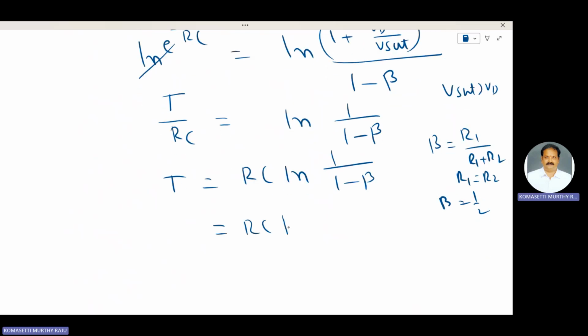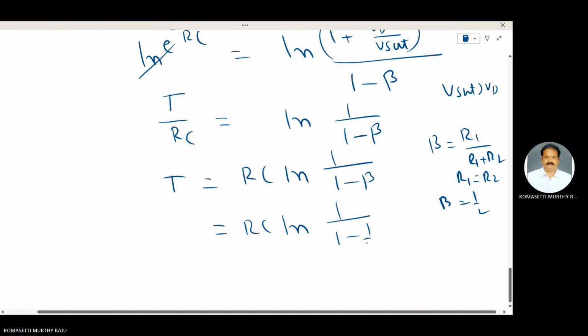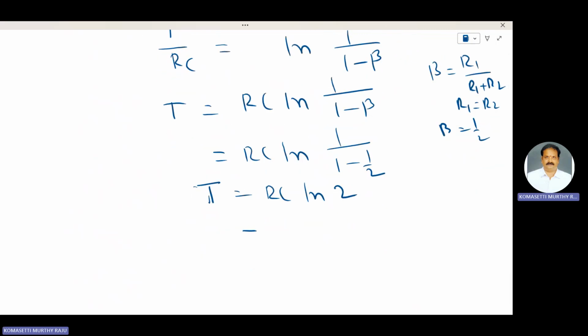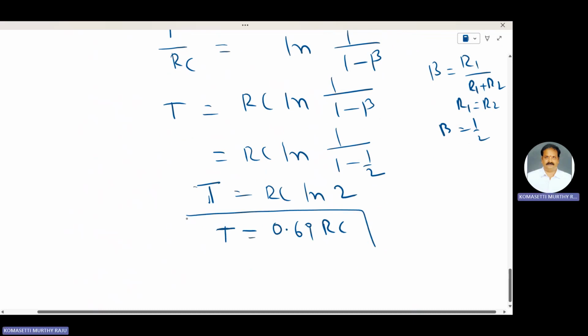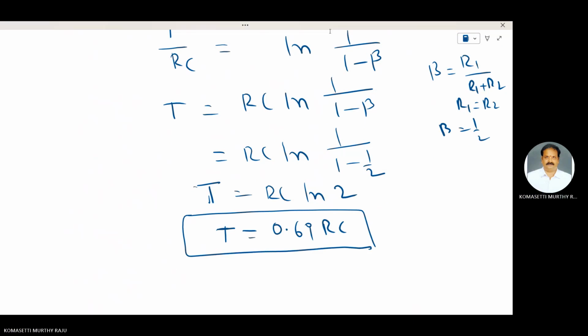Therefore, T is equal to RC ln 2, the natural logarithm, so T is equal to 0.69 RC. This is the time period, the specified time interval T. The monostable multivibrator then returns to its original stable state, the permanent stable state.